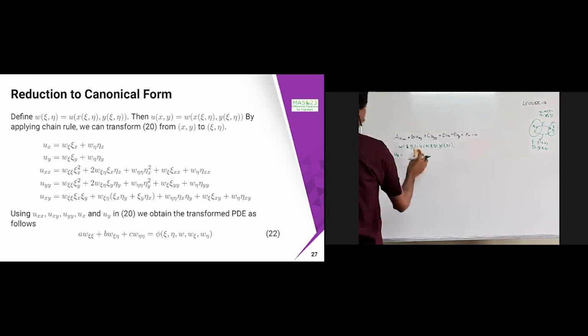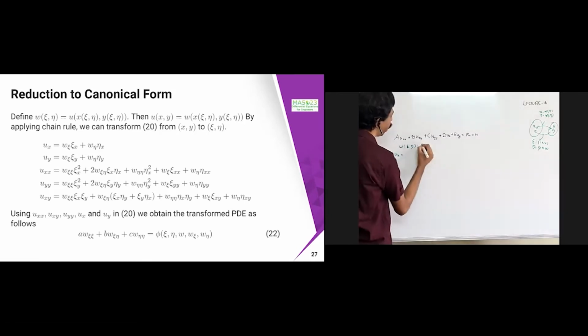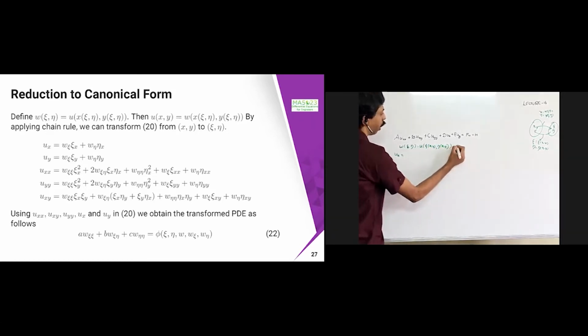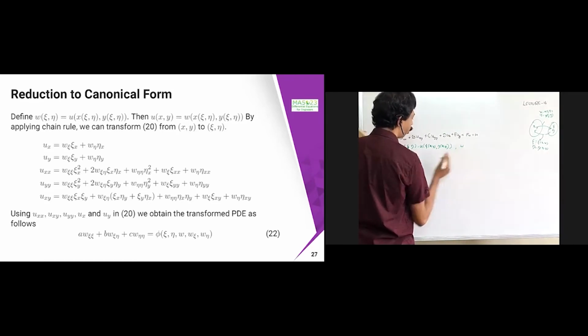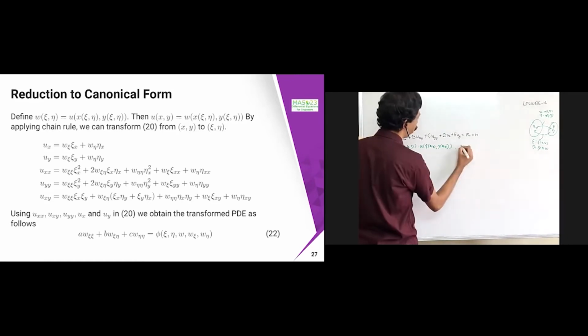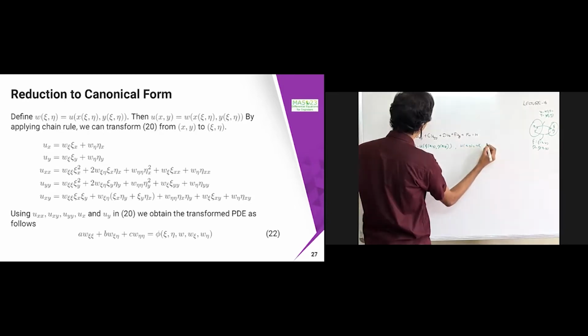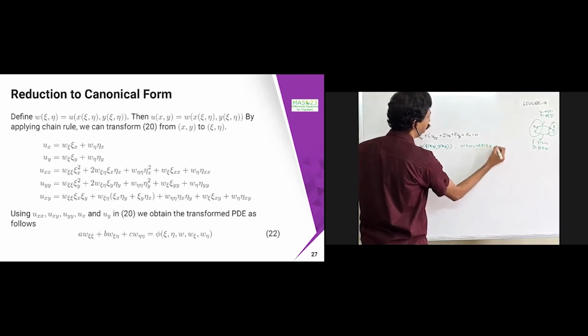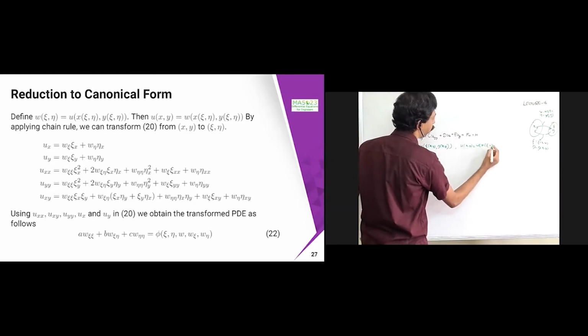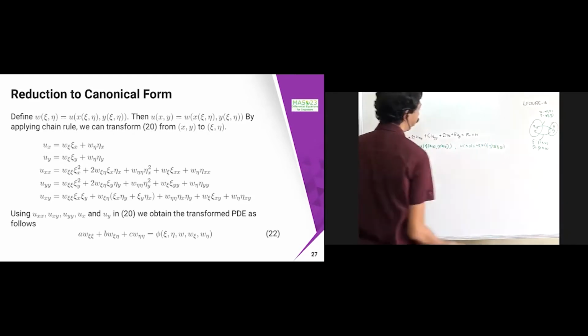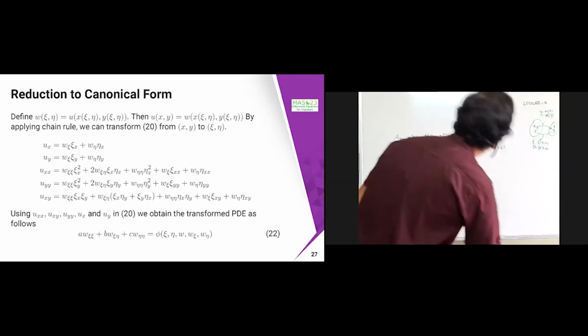So this would be W of chi comma eta is going to be U of chi of x comma y, eta of x comma y. And U of x comma y can be written as W of x of chi comma eta and y of chi comma eta. Okay, so in this case, you can find your ux.